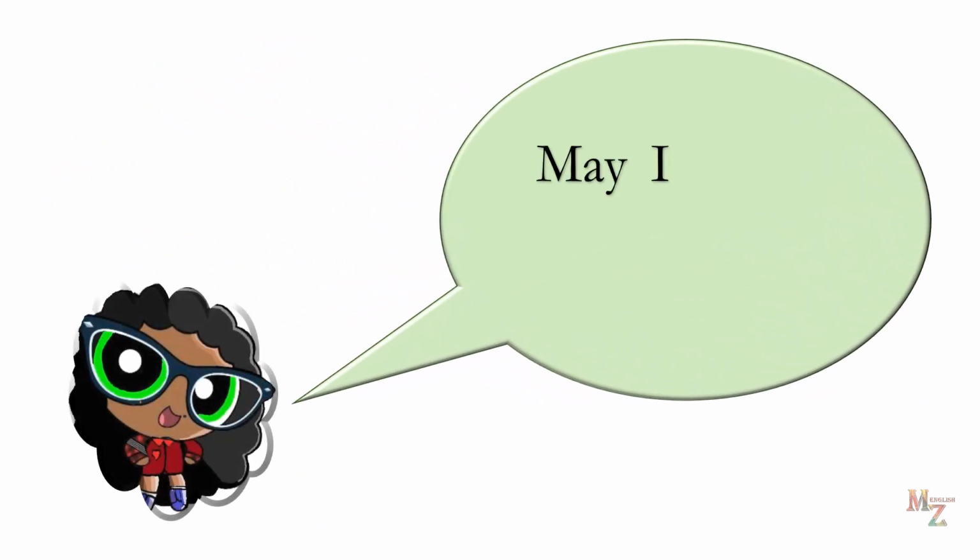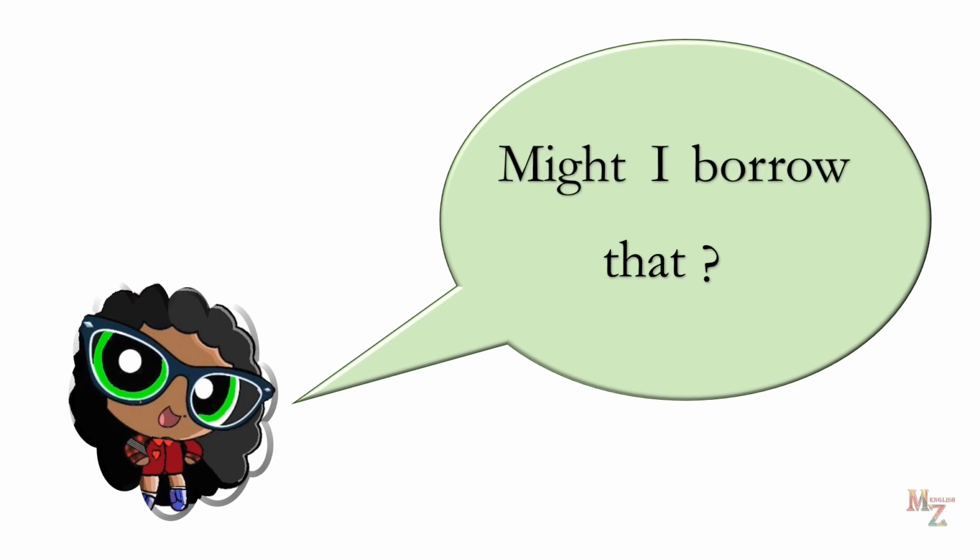May I borrow that? This one is a bit tricky. Might I borrow that? Our active verb is might. Might is an auxiliary. We will have a lesson on auxiliaries. So in this case, borrow remains as it is, and the verb we make the past with is might.